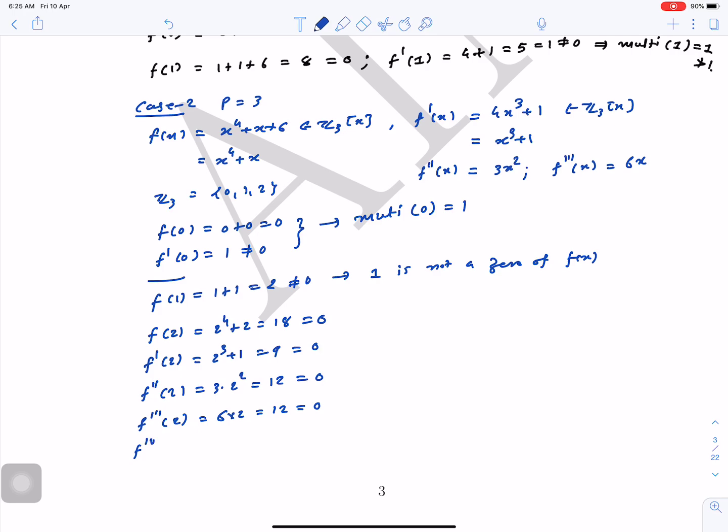And similarly the fourth derivative at 2. Whatever the fourth derivative or third derivative, but from here, let us find the fourth derivative at x, it will be 6, and 6 means 0. So it is 0. So from here we can say the multiplicity of 2 is greater than or equal to 2. Its multiplicity is greater than or equal to 2.